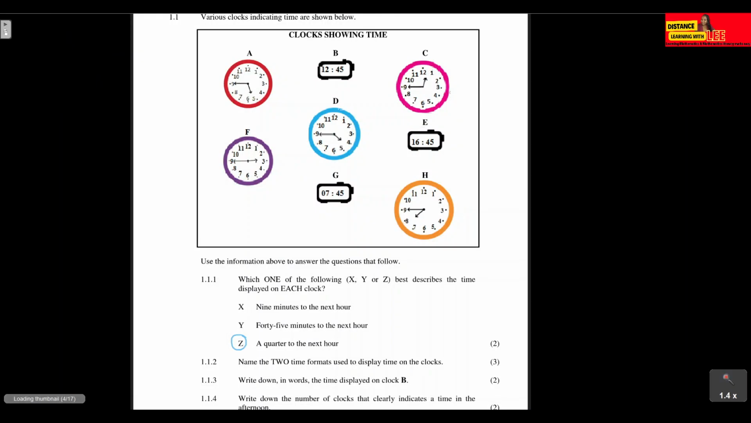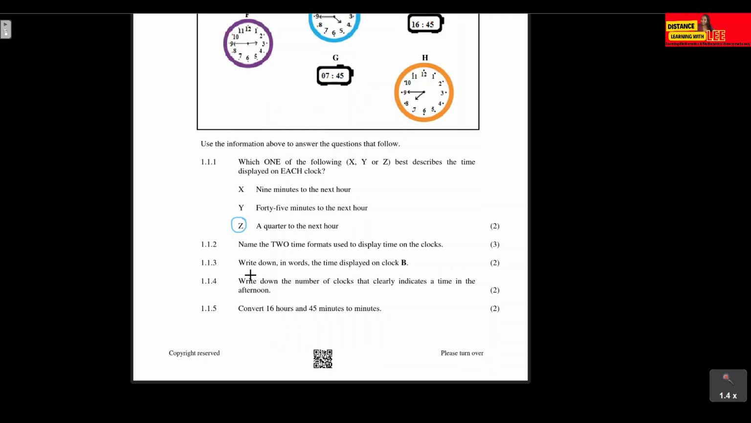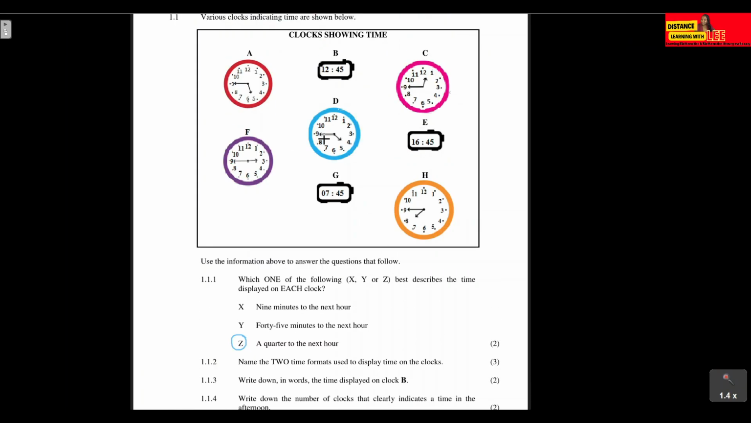Okay, let's have a look at the next question. Question 1.1.3 says write down in words the time displayed on clock B. So we're going to have a look at clock B, and write down the time that is displayed by clock B in words. We can see that this is quarter to 1, but when? Is it quarter to 1 in the morning, or quarter to 1 in the afternoon? If it's 12:45, then we know that it's actually quarter to 1 in the afternoon.